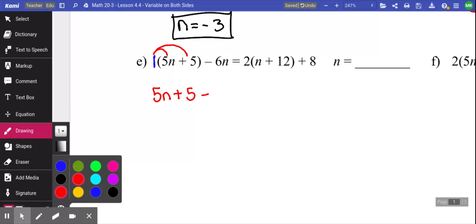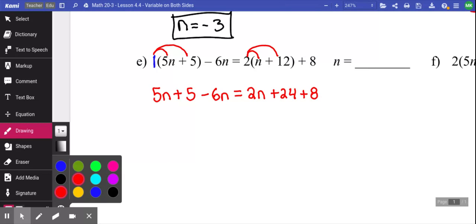The negative 6n is still there, equals the 2 will come into the brackets to be 2n. The 2 comes into the next thing to become plus 24, because 2 times 12 is 24. And then plus 8 on the end.